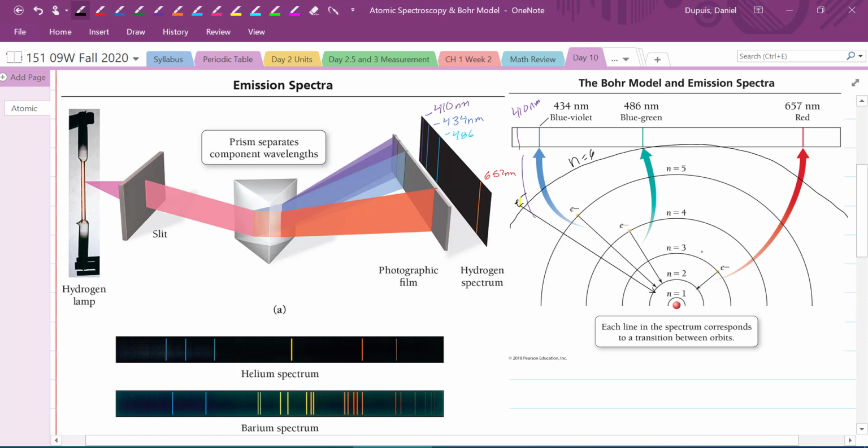All right? Now, 3 to 1 exists, 2 to 1 exists, 4 to 1 exists, 5 to 1, 6 to 1. They all exist. We can't see them. They're in the UV. We can only see these four for hydrogen. There's more for helium you can see. There's more for barium you can see. But these are the transitions that we can see.